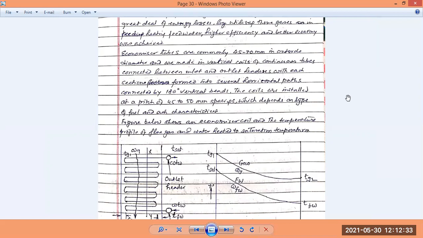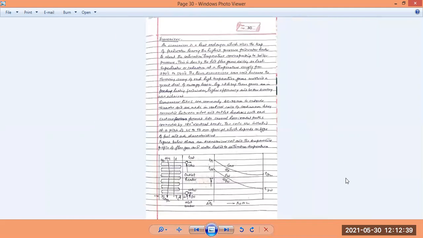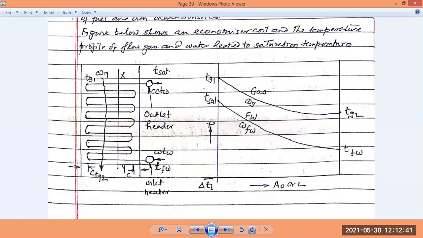Now, the figure below shows the economizer and the temperature profile of the flue gas and the water relative to the saturation temperature. What is shown here is the inlet of the water. There is a pump, and the feed water has a temperature.